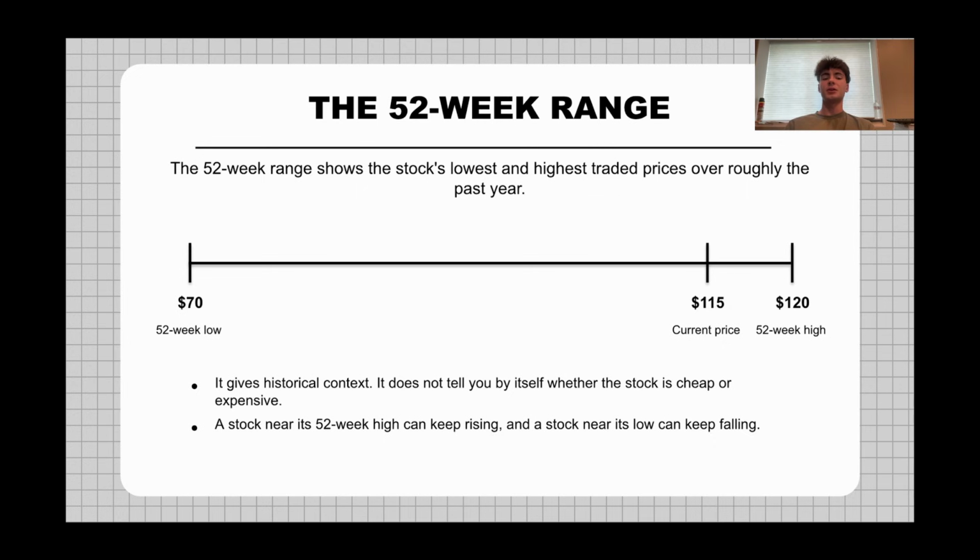Now we can talk about the 52-week range. The 52-week range basically works the same way, except we range out from 1 day to a whole year. In this example, the stock traded as low as $70 in 52 weeks and as high as $120. It is right now trading at $115. So we can immediately see that the stock is trading relatively close to its high for the year.